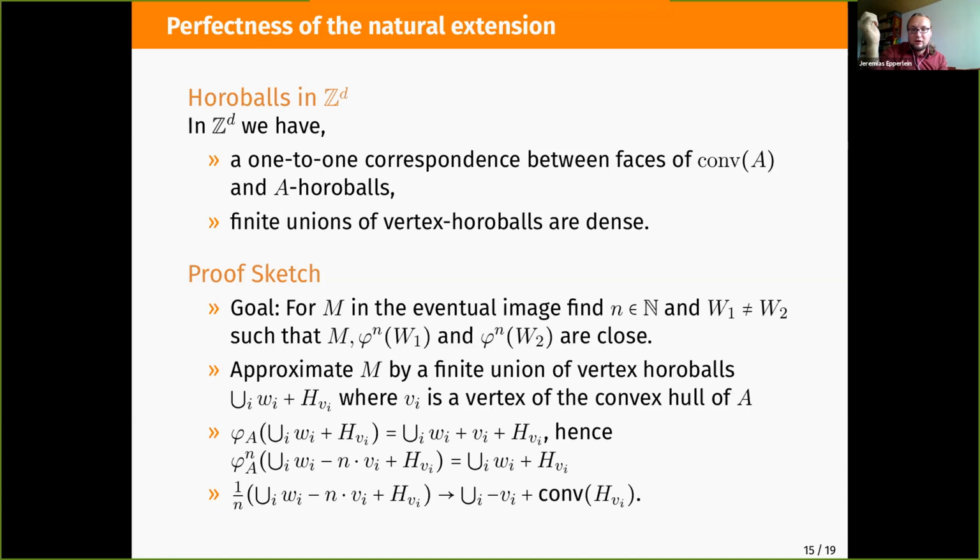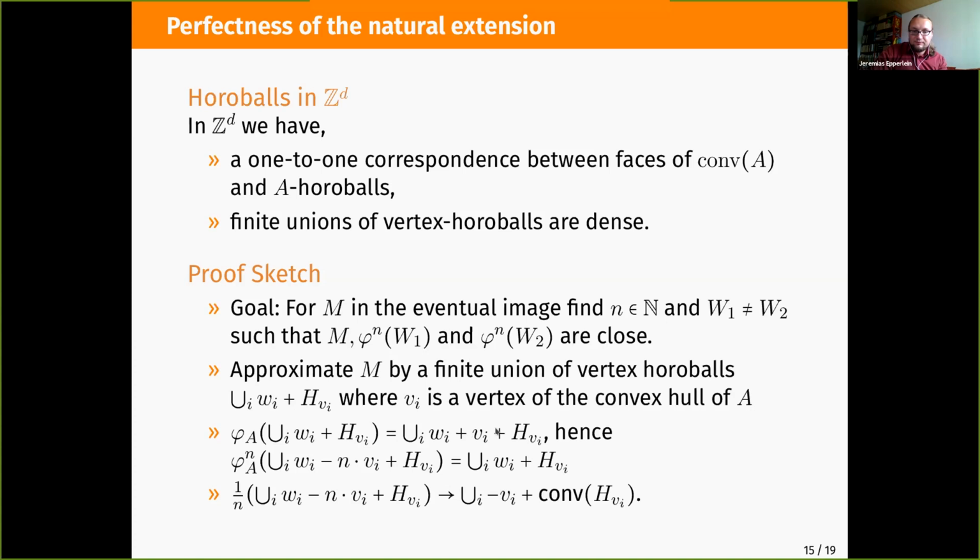So how do we do this? Well, we know that finite unions of vertex horoballs are dense, so we approximate M by a finite union of vertex horoballs. We can write it like this. So we have a union of, this stands for horoball and it corresponds to some vertex, and then it's shifted somewhere and it's only a finite union. And what happens if we apply our map to this union? Well, all the horoballs, if you make the calculation, move in the direction of the corresponding vertex. So we just add vi here.